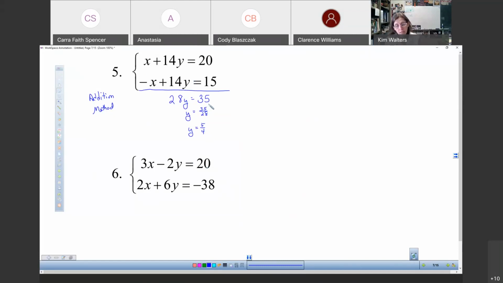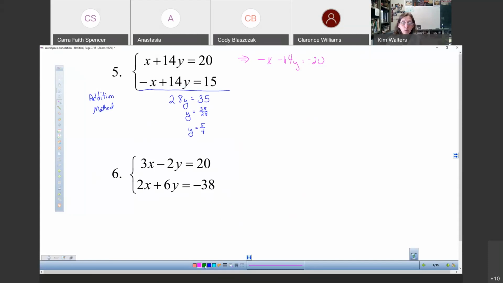I personally think you can go back to this original system of equations, solve it again, solving it for x, and therefore you have your x value. Okay, now you might say, how do I do that? Well, if you look at this original equation, I have a 14y and another 14y. So one option is to take the first equation and multiply it by a negative, giving me negative x minus 14y is equal to negative 20.